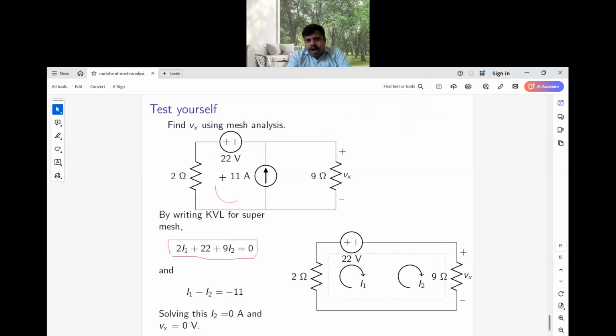Similarly, here you are assuming this is I1 and this is I2. So I2 minus I1 is equal to 11. Or similarly, I1 minus I2 is equal to minus 11. If you solve these two equations, then we will get the I2 value. So I2 into 9 ohms is equal to the voltage here. Clear? I think you understand this particular concept.